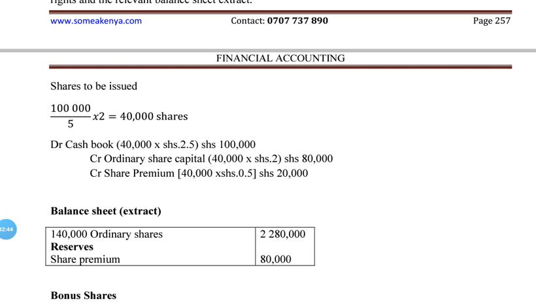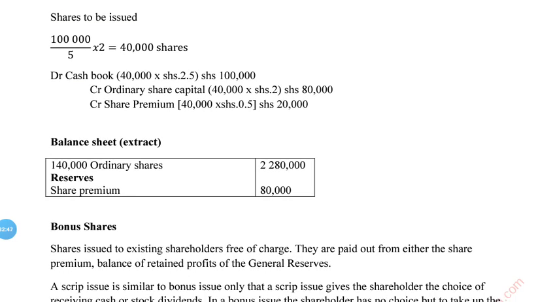Shares to be issued, so we have 100,000 shares divided by 5 times 2. So the right issue shares will be 40,000 shares. The 40,000 shares will be issued at 2.5. So we debit cash at bank. What the shareholders will pay is 2.5 times 40,000. And we credit the ordinary share capital, 40,000 times 2, that is 80,000, and the share premium is 40,000 times 0.5, which is equal to 20,000.